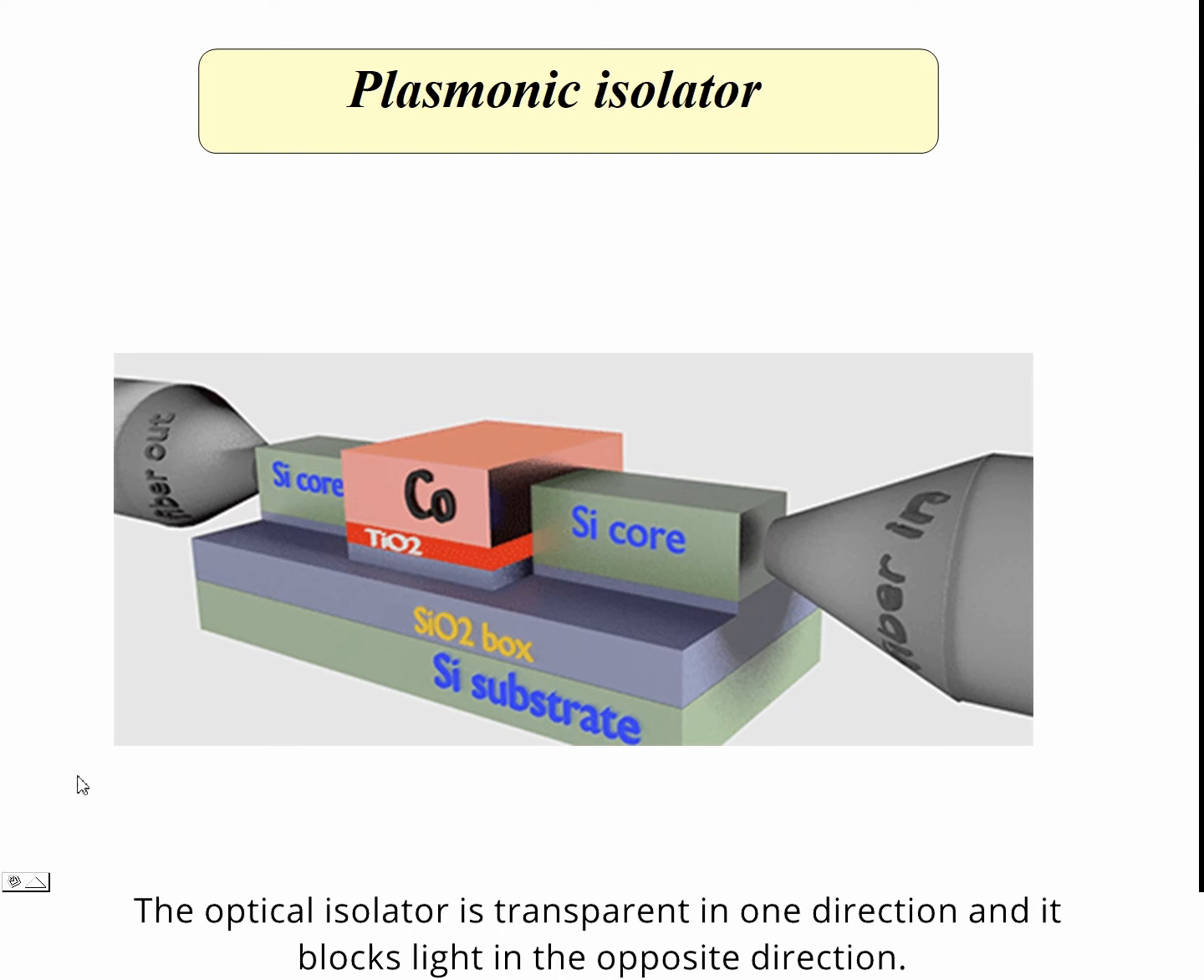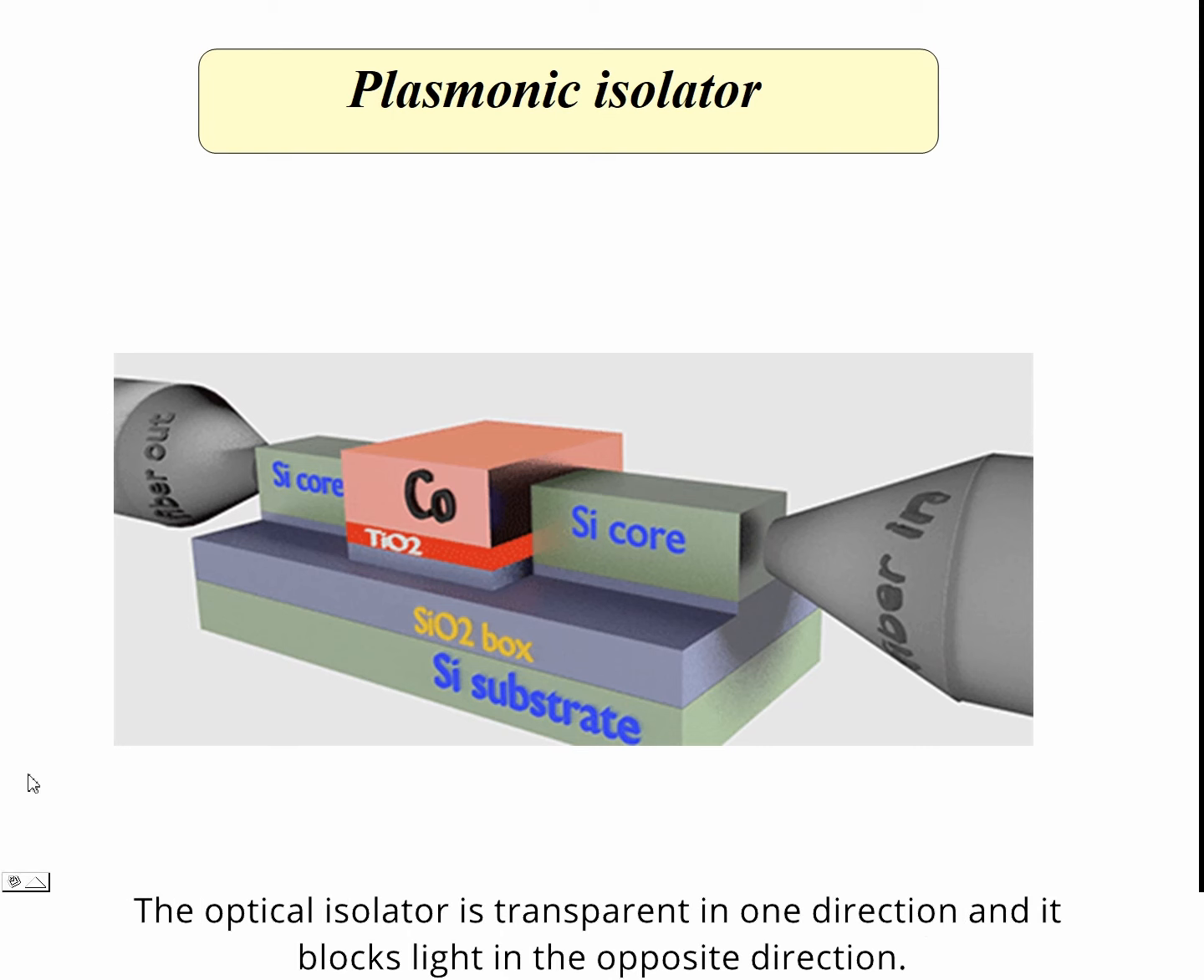The optical isolator is transparent in one direction and it blocks light in the opposite direction. It protects optical elements from unwanted back reflection. I have explained the operation principle of this in serial integrated design. For practical applications, the coupling loss had yet to be reduced for this design.